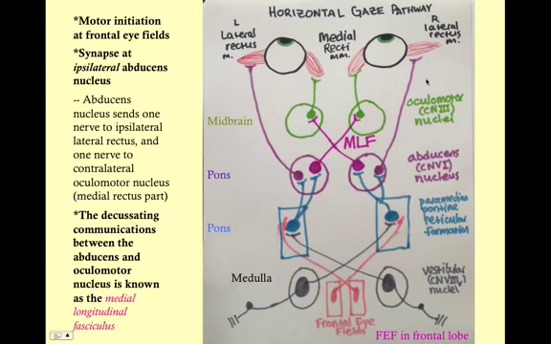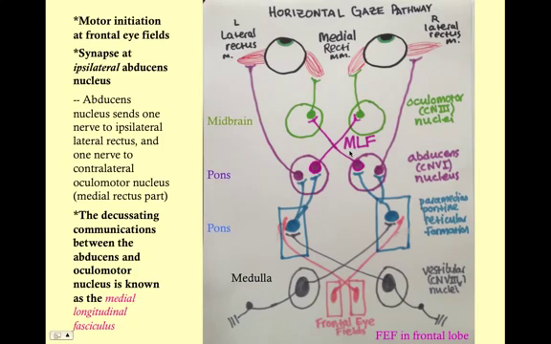The right side is using the abducens nerve. The left side, though, is using the oculomotor nerve because the medial rectus is innervated by the oculomotor nerve. But the abducens nerve does have communication to the oculomotor nucleus, and that's through this medial longitudinal fasciculus. And it would be exactly the opposite if you wanted to move your eyes to the left.